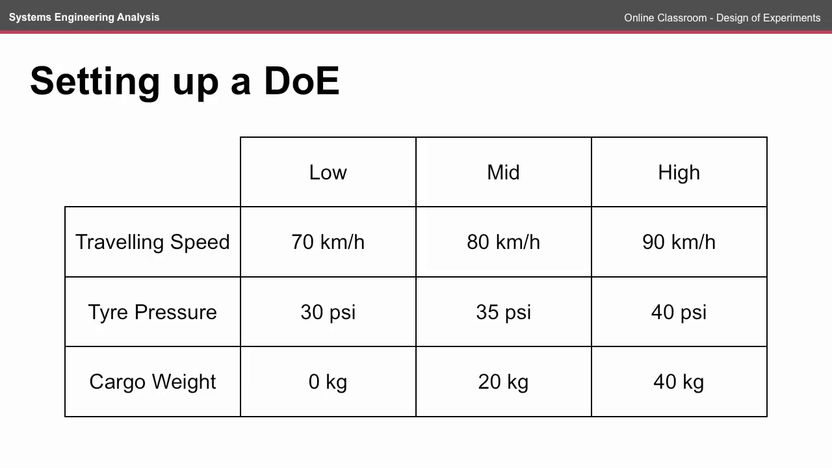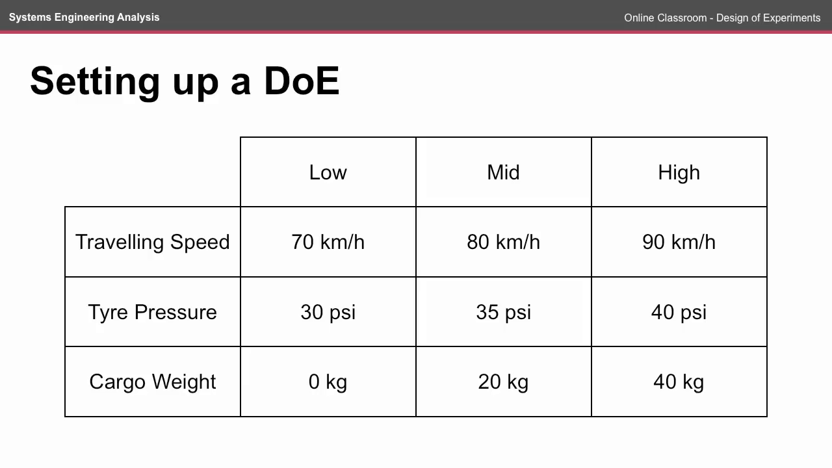In setting up a design of experiments, I'm going to take the average speed, pressure and cargo weight as my middle or zero value. Either side of that, I'll have a low and a high value for each of these factors. For the travelling speed, I'm going to vary the speed by plus or minus 10 kilometers per hour. For the tyre pressure, plus or minus 5 psi. And for the cargo weight, I'm going to vary it by 20 kilos either side.